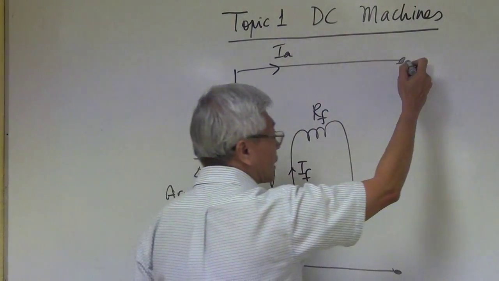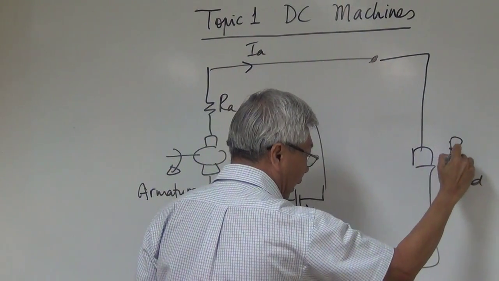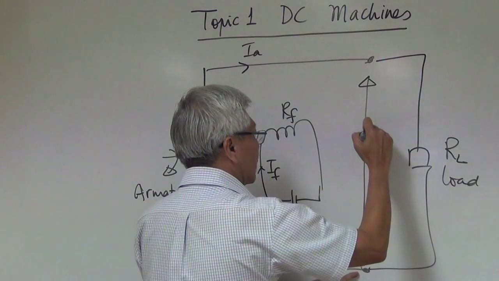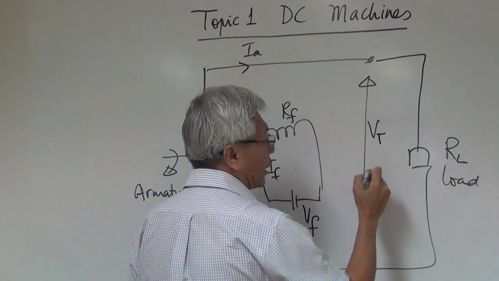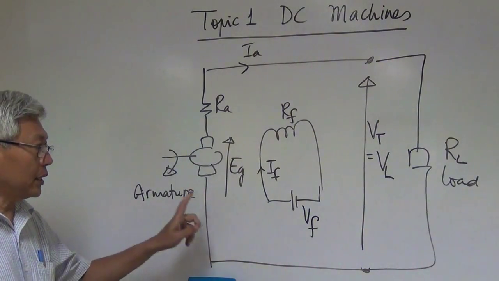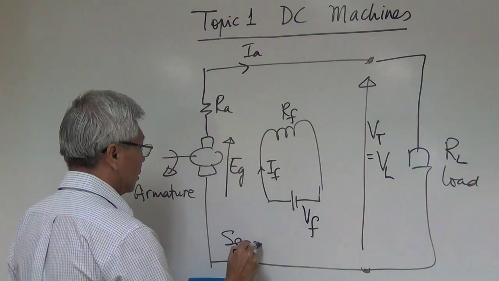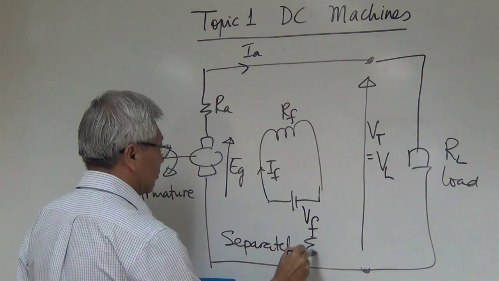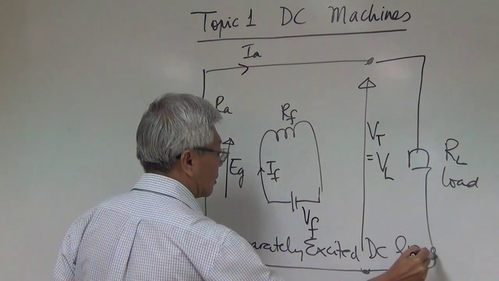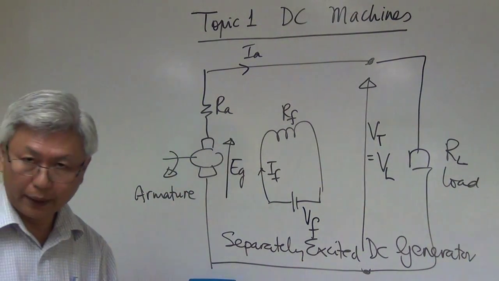If my generator is connected to a closed circuit, connected to a load, I call it RL. Then the voltage across the terminal is called the terminal voltage, or we can also say the load voltage. So the name of this circuit is called a separately excited DC generator. In generators, we only learn this one.